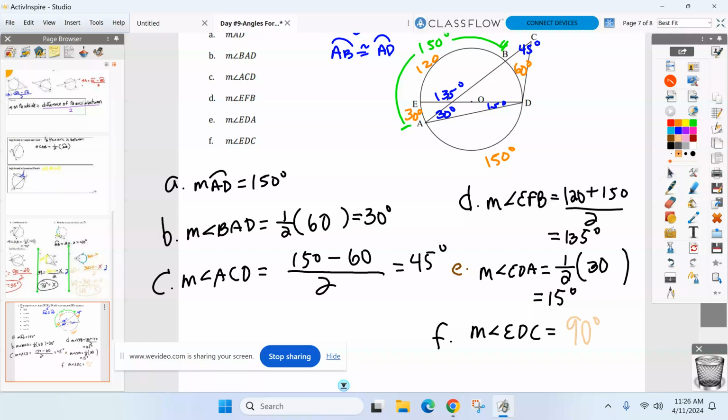Remember I said there's a way to do it without using any circle facts? Here you go. 135, you can find the angle adjacent to it, can't you? 45. And then everyone see this triangle right here. 45, 45. Oh, 90 left over.